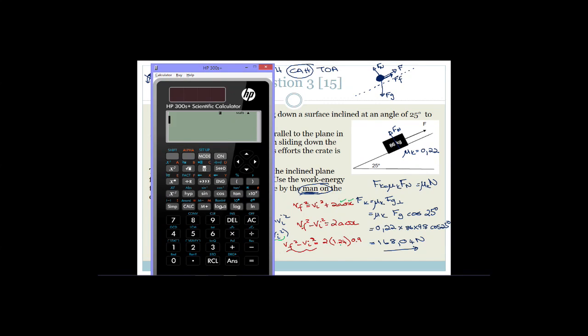So we're doing 2 times 1.24 times 0.9. So let's do it. It's 2 times 1.24 times 0.9 equals that, which doesn't help at all. So what we're going to do is press the SD button, and it's 2.232.